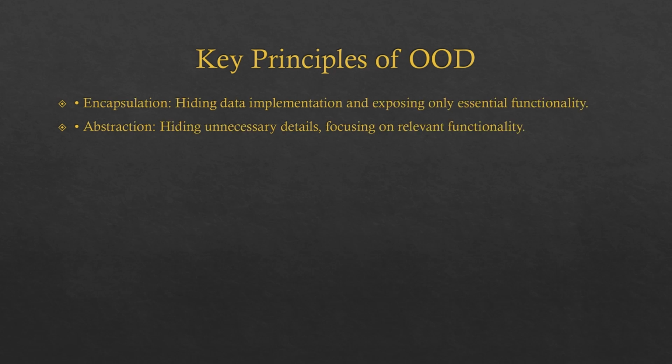Encapsulation ensures data integrity by restricting access to certain parts of an object, while abstraction simplifies complex systems by hiding implementation details. Together, these principles help developers create robust and maintainable systems.